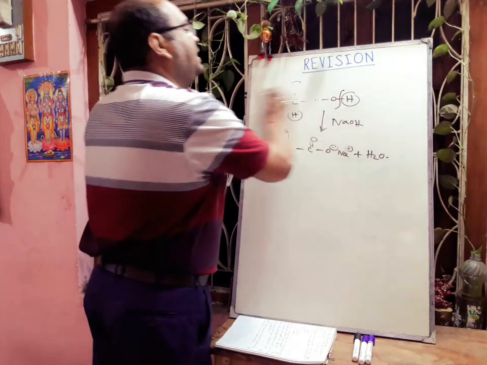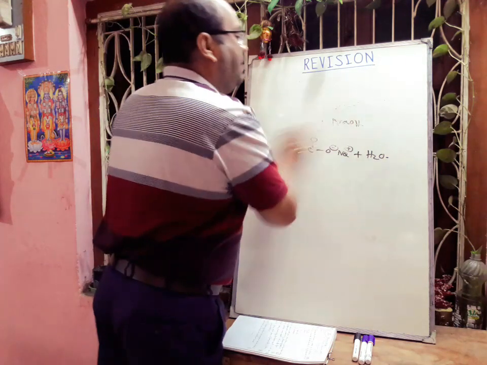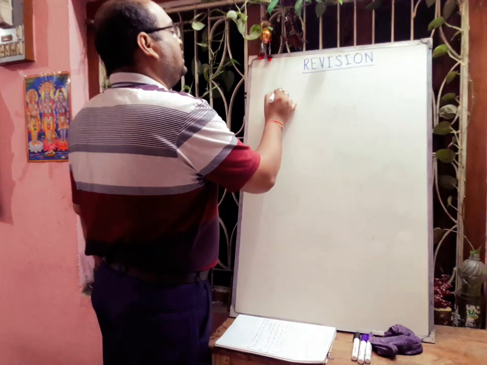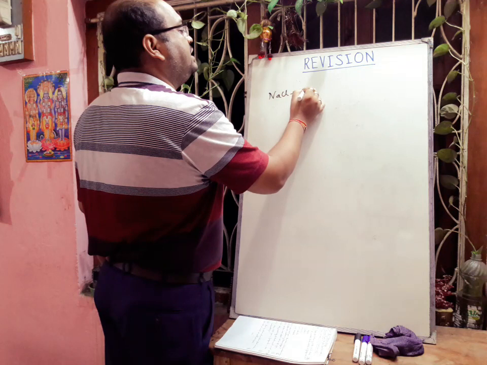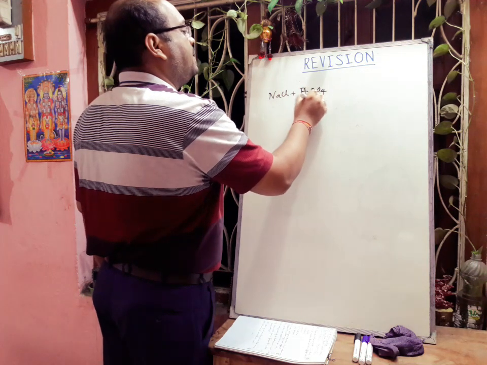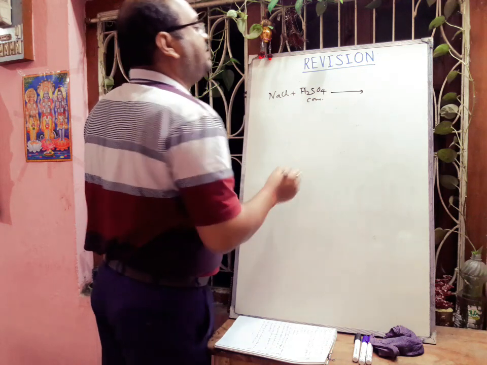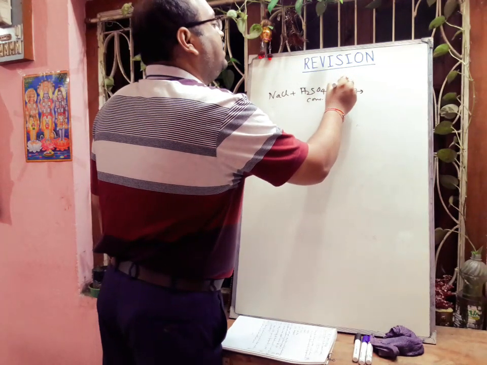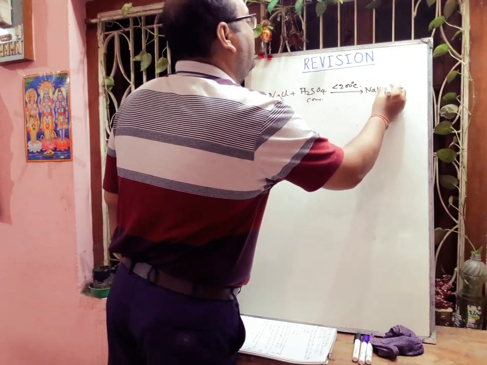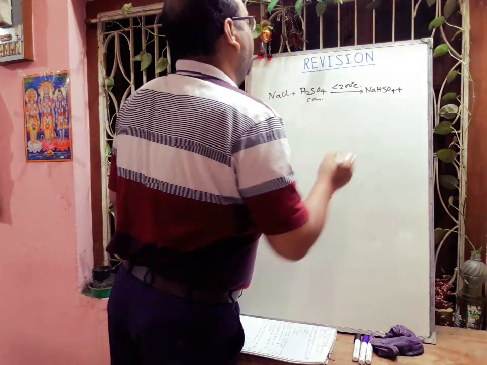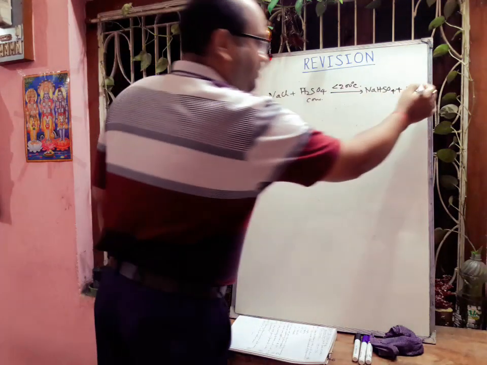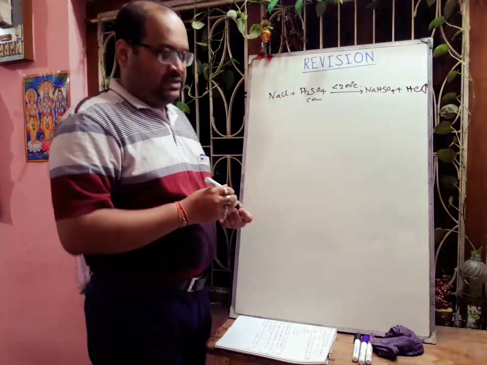For preparation of HCl gas in the laboratory, we have to take common salt or rock salt, that is NaCl, and add concentrated sulfuric acid at a temperature less than 200 degrees centigrade. Then we get NaHSO4 plus HCl. So in this way we can prepare HCl gas.